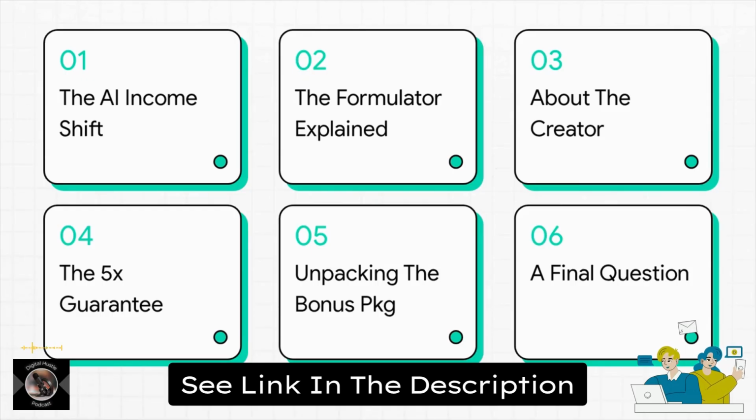First, we'll set the scene and talk about this big AI income shift that's happening right now. Then we'll really dig into what the formulator is and how it actually works. We'll also take a quick look at the guy behind it, Jim Daniels, to get some important background. Then we'll get to the really juicy part, the 5x guarantee. You're definitely going to want to hear about this. After that, I'll show you that awesome bonus package I was just talking about. And finally, we'll wrap things up by asking a pretty big question about where this whole space is heading. Sound good? Let's jump right in.